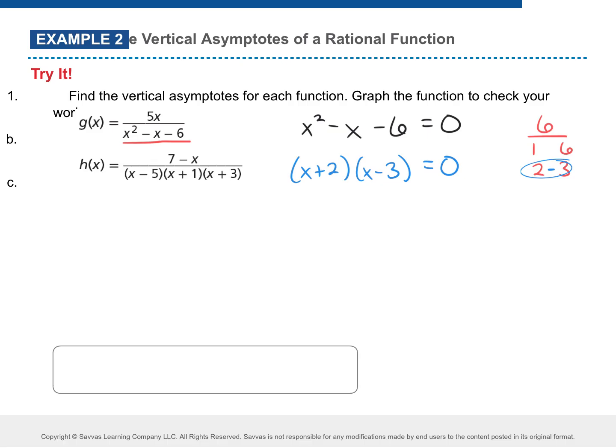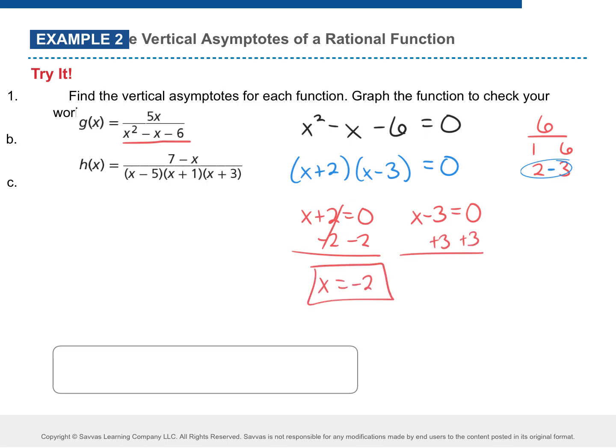Reminder, it's still set equal to 0. So how do I solve from here? Just do the opposite. Right, so we're going to set both of them equal to 0. So x plus 2 equals 0 and x minus 3 equals 0. So when you end up solving, you do end up getting the opposite. So x equals negative 2 and x equals 3. What are those again? Vertical asymptotes.